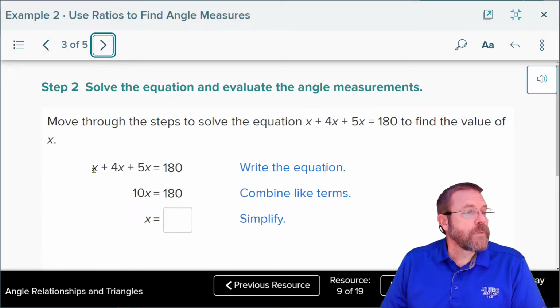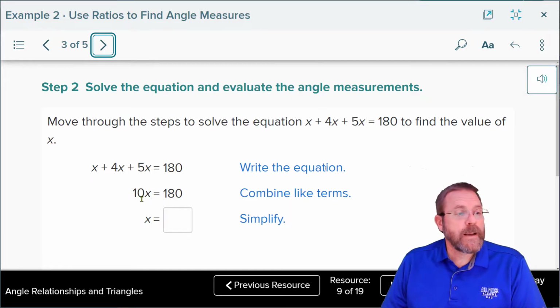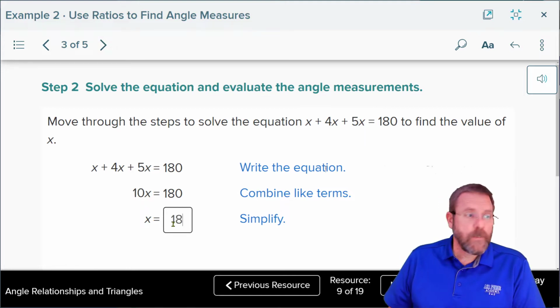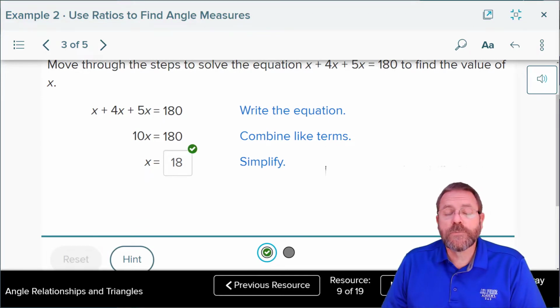So from here, they said 1 plus 4 plus 5. Remember, you have an invisible 1 right there. That added up to equal 10. Now they're not showing where they're dividing both sides by that 10. They should have, but either way, when you divide both sides by 10, you get x is equal to 18 degrees. So we know that the measure of A has to equal 18 degrees.